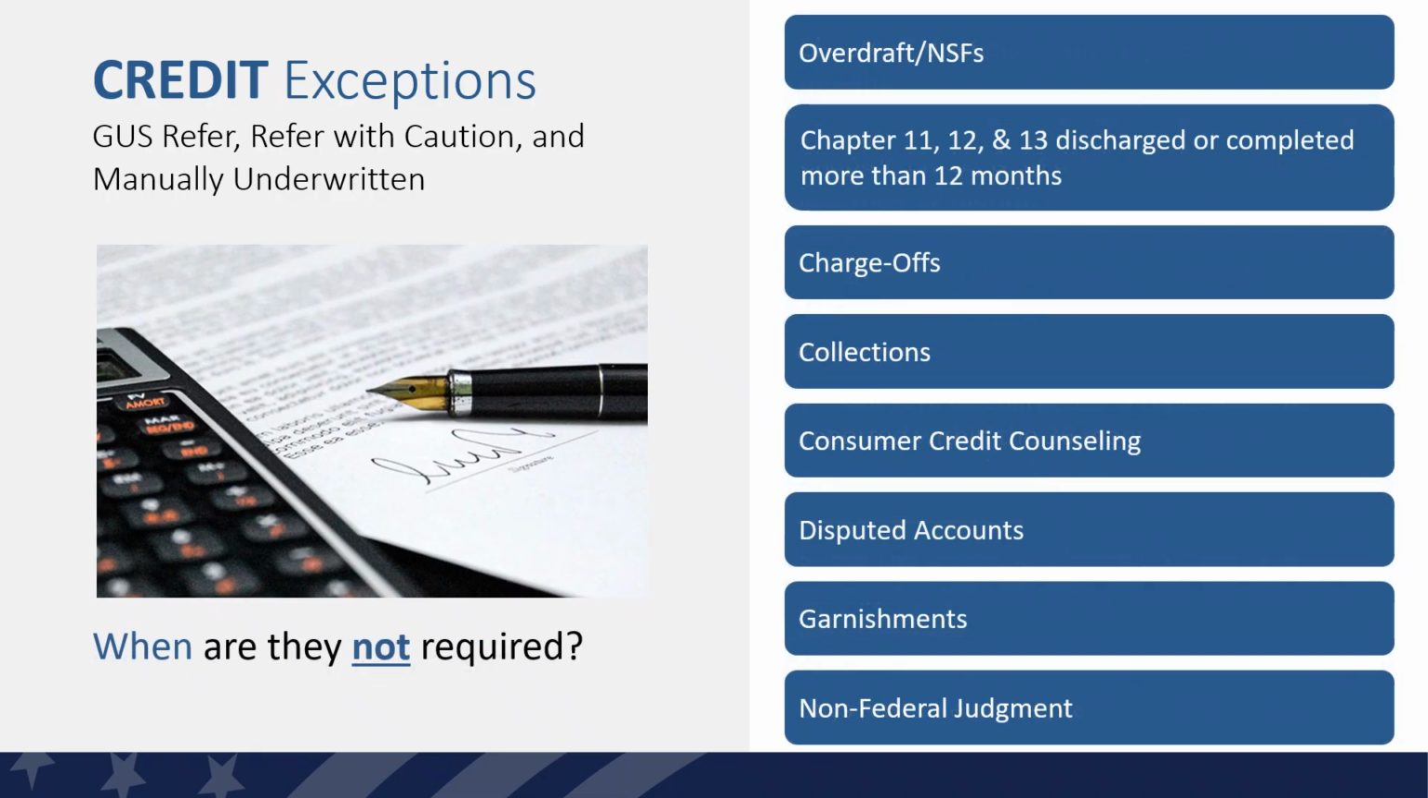Credit exceptions are not required for instances such as overdrafts, Chapter 11, 12, and 13 discharged or completed more than 12 months, charge-offs, collections, or other examples listed on this slide. However, remember it is the approved lender's responsibility to review and determine the loan meets agency guidelines and is an acceptable credit risk. Again, these are the agency's minimum guidelines.